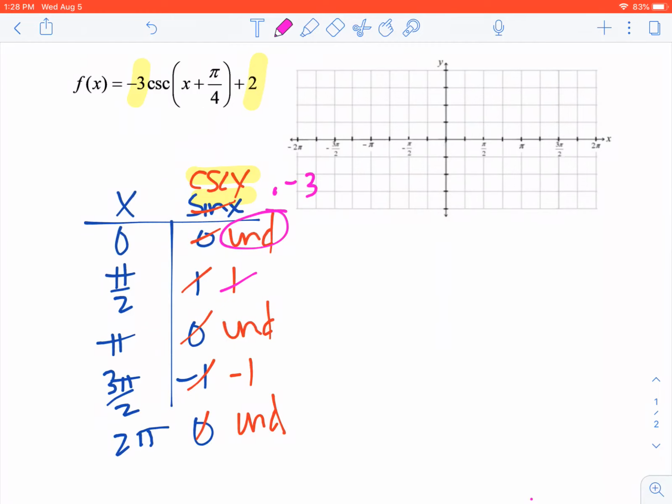So this -3 is only going to really affect these two values. And then I'm going to add 2. And so that shores up what my y values are going to be. But I do have a phase shift, so that's going to affect the x. Anything on the inside affects the x in an opposite way. So I'm going to subtract pi over 4 from each of those values.